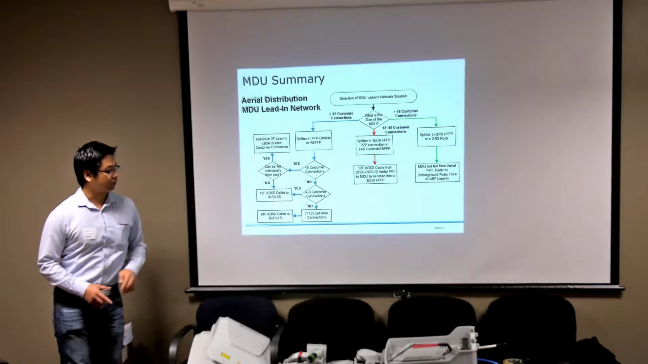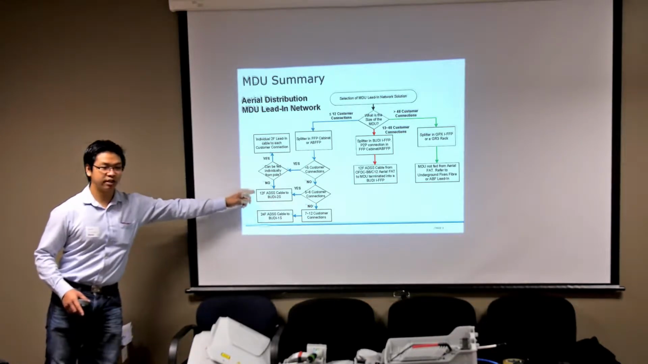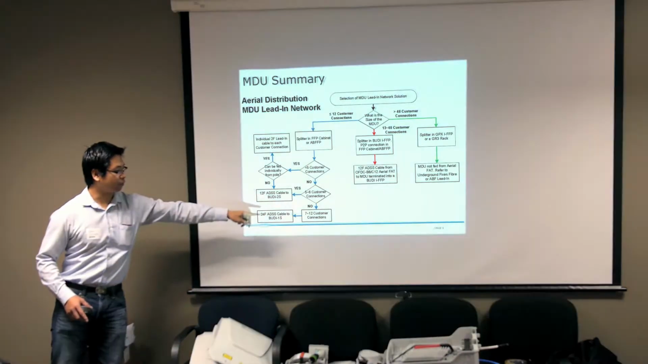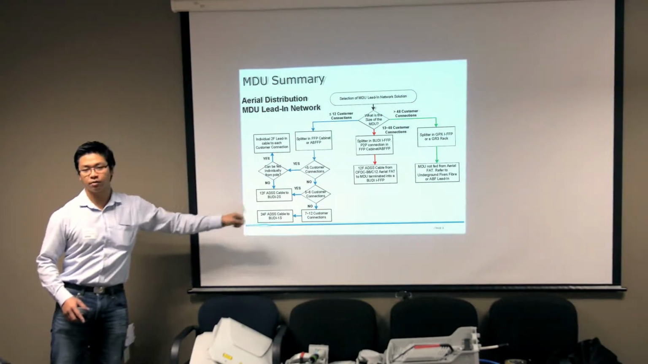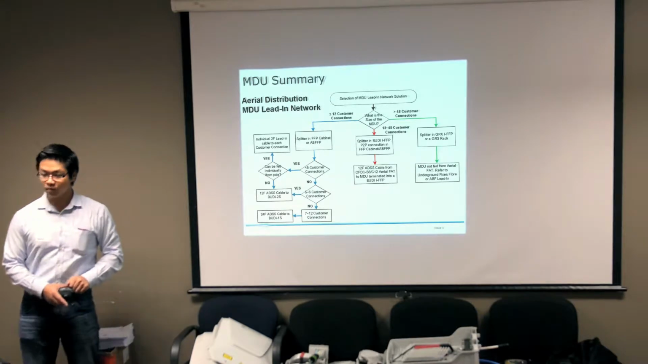Then for 5 to 6 customer connections, you only need 12 fibers, and then for 7 to 12 customer connections, you need a 24-fiber ADSS cable.